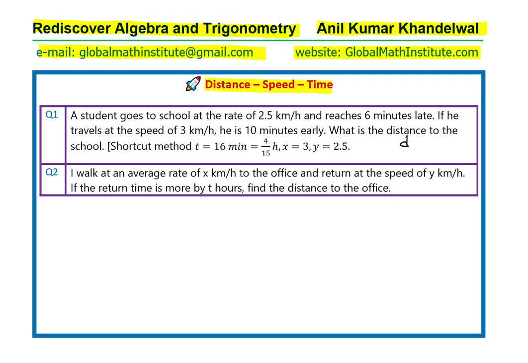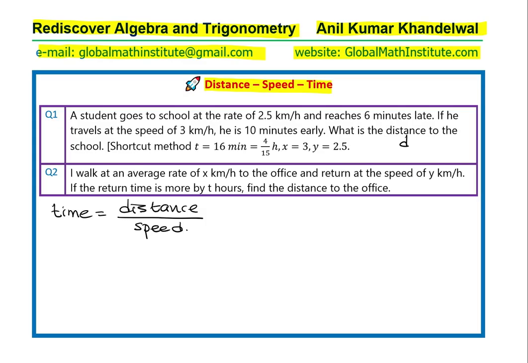Time taken will be distance divided by speed, right? Speed is the rate. So now we know that time is distance over speed. When I say speed is 2.5 kilometers per hour and time is 10 minutes late or 6 minutes late, we need to convert that to hours, right? Dividing by 60. So remember that.